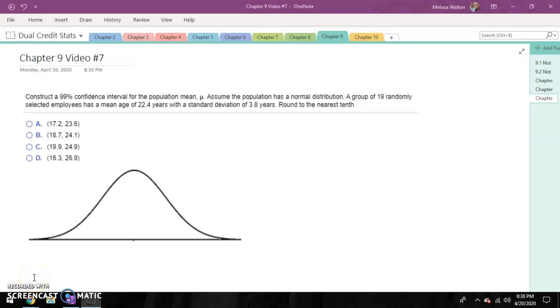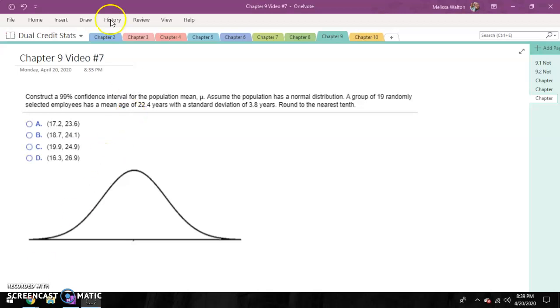All right, I did want to go ahead and go over one directly from MyMathLab because sometimes we have a hard time going from the videos that I do to the ones on MyMathLab, so I definitely wanted to go over one of these. So here we go. It says construct a 99% confidence interval for the population mean. Assume the population has a normal distribution. A group of 19 randomly selected employees has a mean age of 22.4 years with a standard deviation of 3.8 years. Round to the nearest tenth.